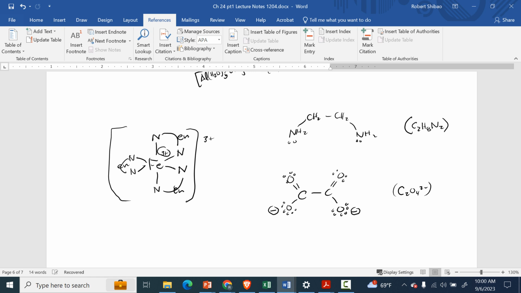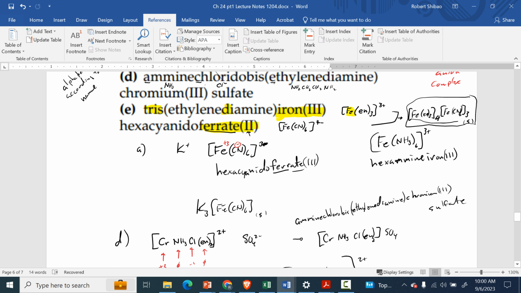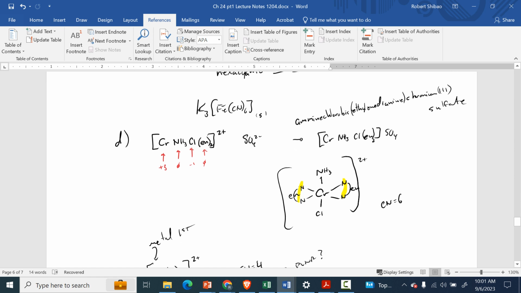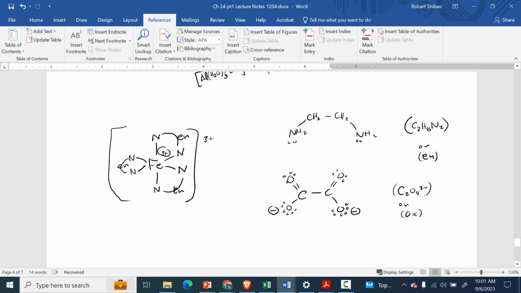In the name, you have to write it out. In the formula, we can abbreviate it. And so we could call this EN, or we could call this OX. But we'd never call this like tris N iron 3 because EN's the abbreviation. We'd have to write the whole thing out like they did up here. They would never use an abbreviation here for ethylene diamine. However, in the formula, we can use an abbreviation here.